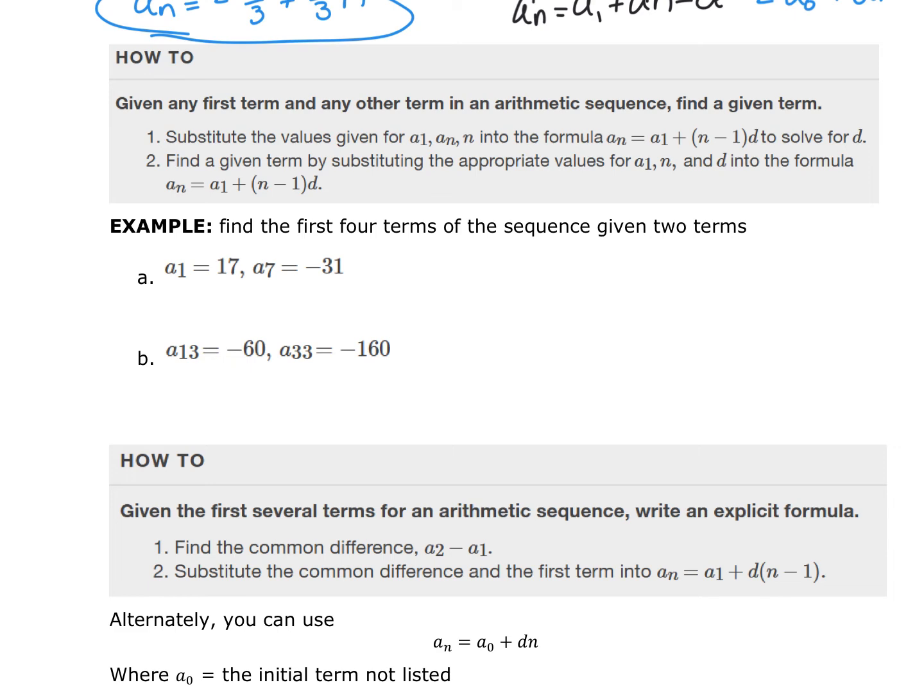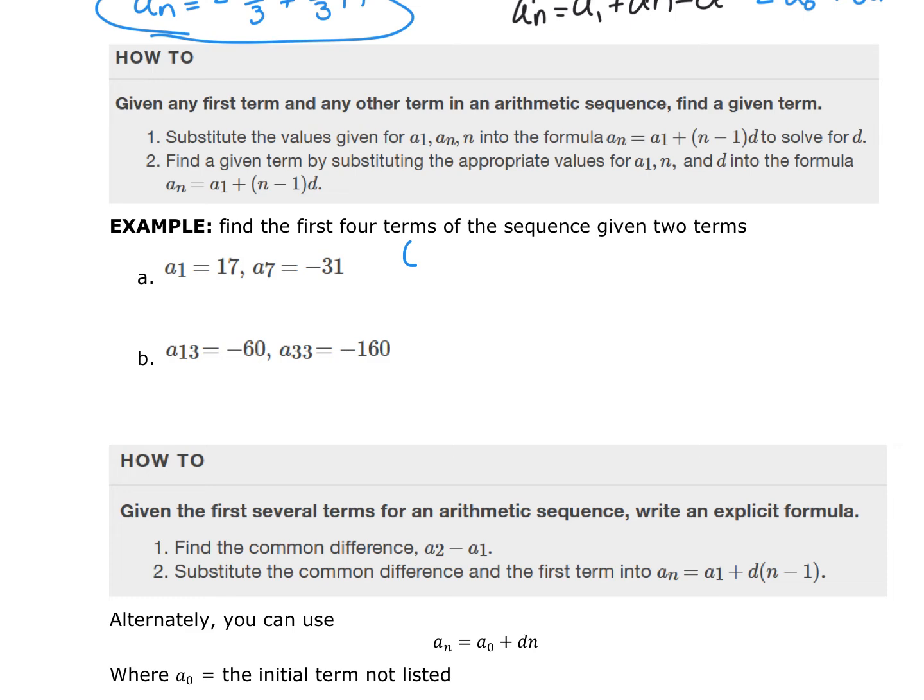Okay. So here we have the a sub 1 and the a sub 7. In other words, I've got to figure out what my difference is. How far did I travel from a sub 1 being 17 and a sub 7 being negative 31? Now remember how I started it out? It was kind of like finding the slope. Now these are not true slopes, but I can certainly find the difference.